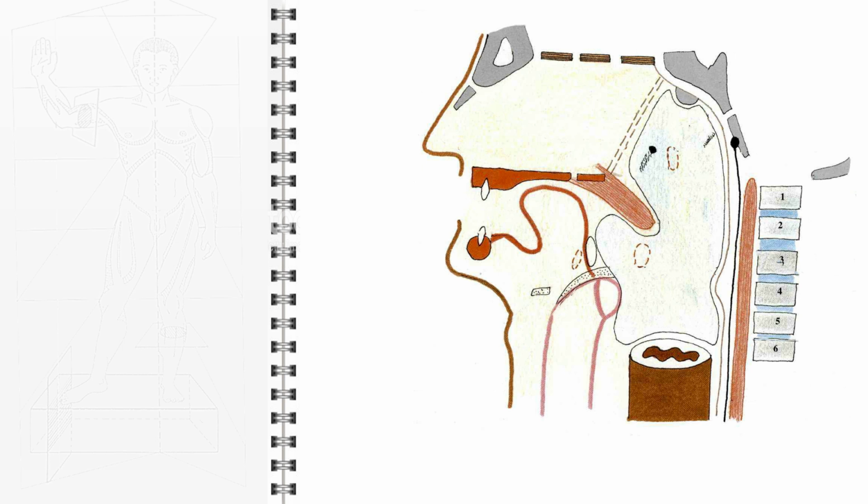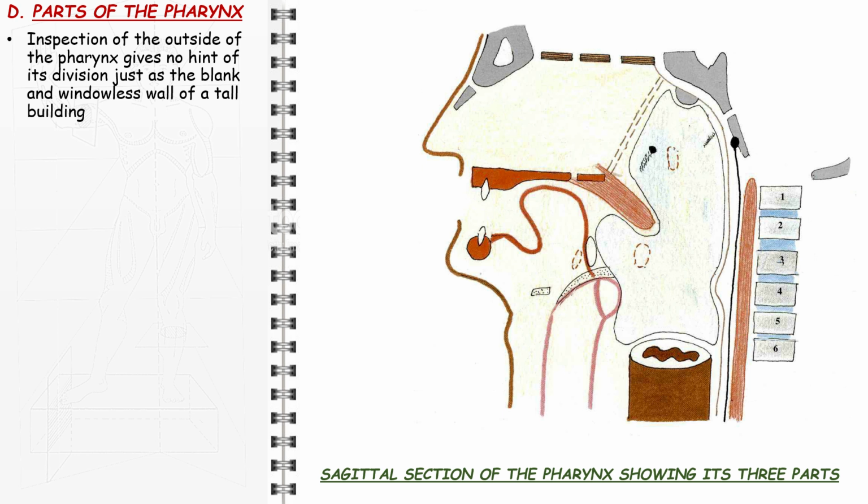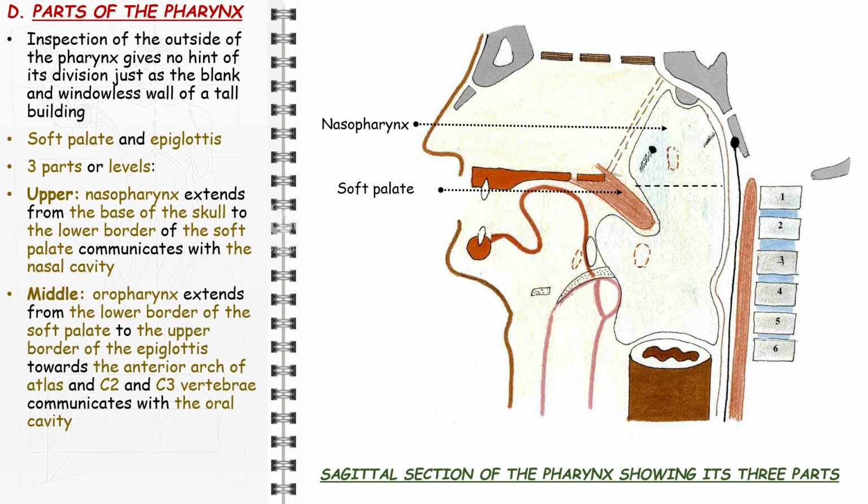Inspection of the outside of the pharynx gives no hint of its division, just as the blank and windowless wall of a tall building. The soft palate and the epiglottis are the 2 reference points behind the segmentation of the pharynx. 3 parts or levels are distinguished. The upper part is the nasopharynx. It extends from the base of the skull to the lower border of the soft palate and communicates with the nasal cavity. The middle part is, namely, the oropharynx and extends from the lower border of the soft palate to the upper border of the epiglottis towards the anterior arch of atlas and C2 and C3 vertebrae.